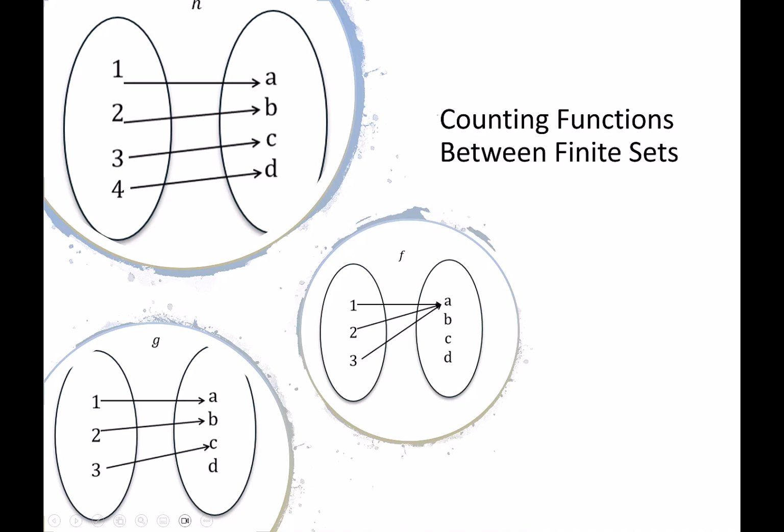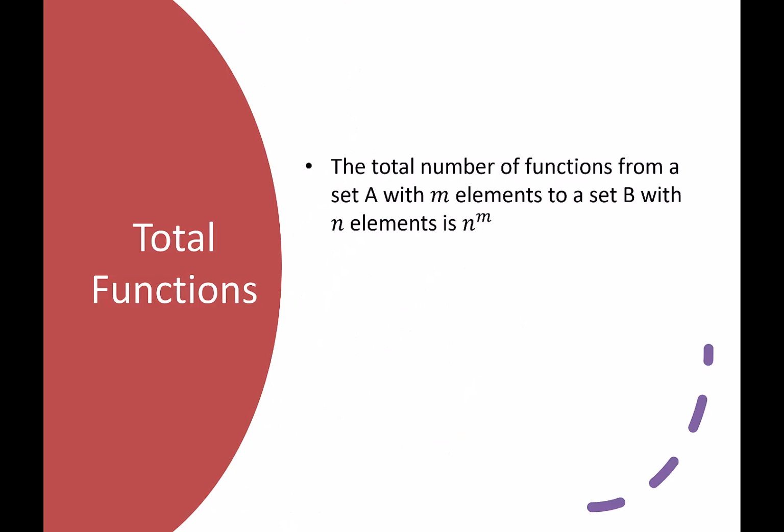Hi everybody, today we're looking at counting functions between finite sets. We'll also talk about how many of those functions are injective, surjective, or bijective. The total number of functions from a set A with m elements to a set B with n elements is n to the m. The thought is each of the m elements in A has n choices in the set B.